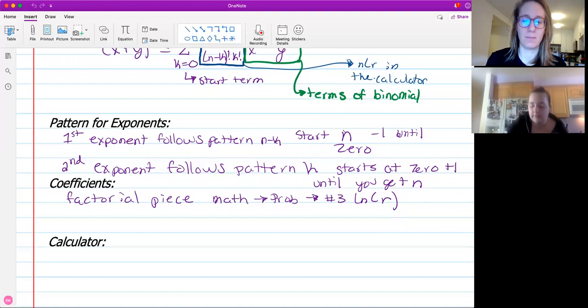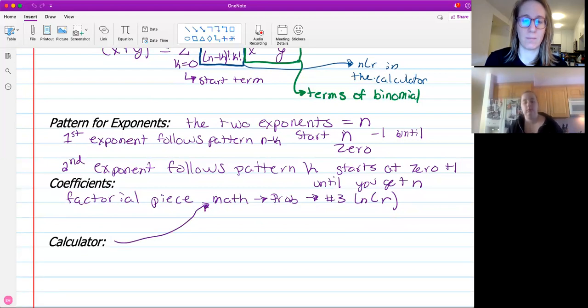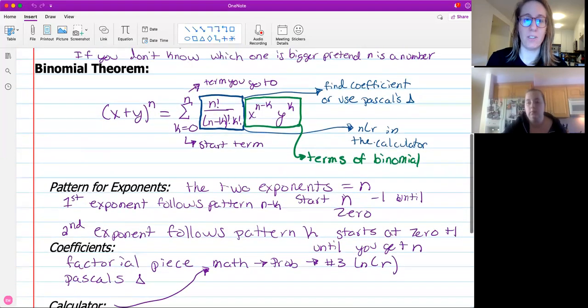One thing I forgot to mention about exponents is that for every term, the 2 exponents should add up to n. So your 2 exponents should equal n. Yep. I think that's it. Sorry, I was kind of all over the place today, but there's your calculator piece. I think that's it.